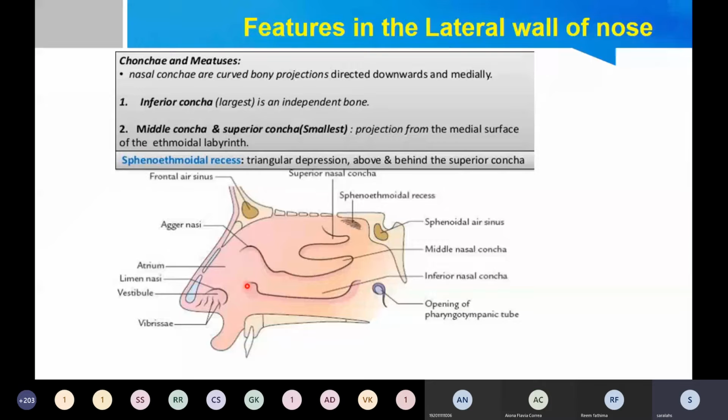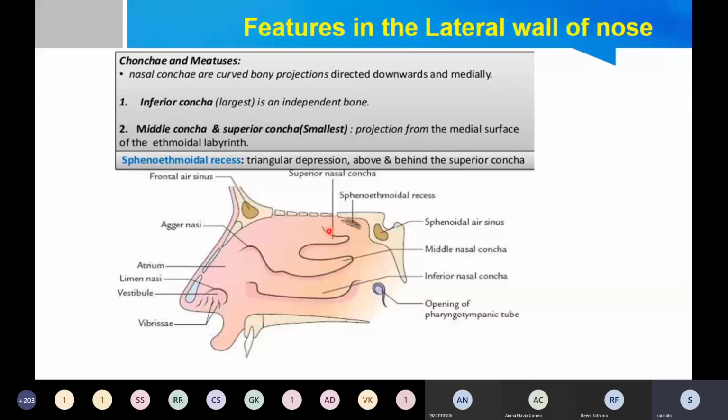So it is the separate independent bone. Inferior concha is an independent bone and it is the largest concha, and the superior and the middle concha are parts of the labyrinthine part of the ethmoid bone. Among them, the superior concha is smaller. If you observe, superior is smaller and inferior is larger.